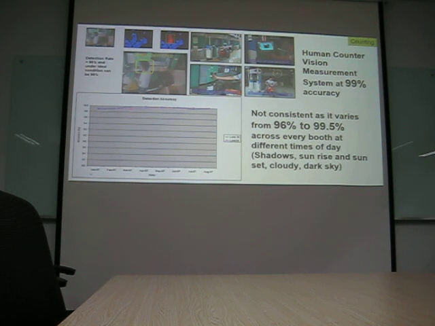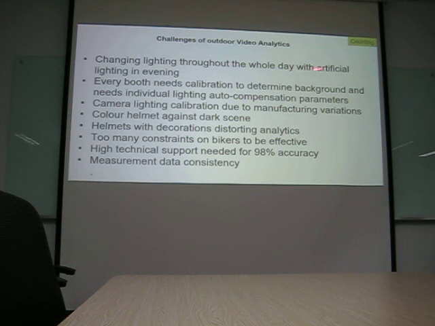So we have changing light conditions the whole day, and every booth needs calibration. The trick is every booth has to be calibrated. So when you scale out, you die, I tell you. Camera, lighting, helmet, okay, high technical support. I have huge technical support, but I told them it's not sustainable.